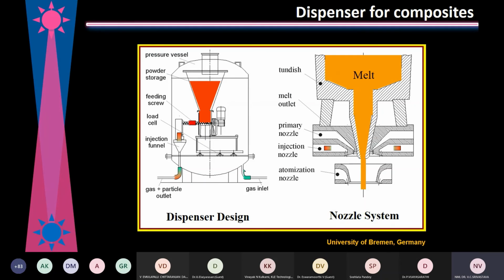what we do is there is a dispenser where this is a feeding screw. We put the powders in the powder storage, and with the screw, this is the gas inlet. So this is a closed chamber. This is a fully closed chamber. The gas is coming from this side, and here the powders are going into a funnel, and then the gas and powder mixture is coming out. Okay, and this mixture is fed into the nozzle system here in the spray forming.